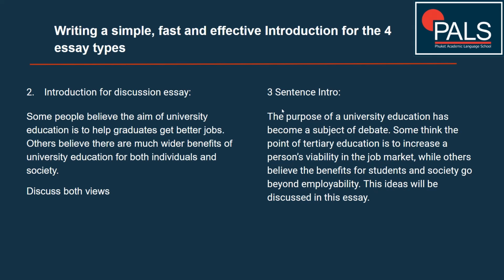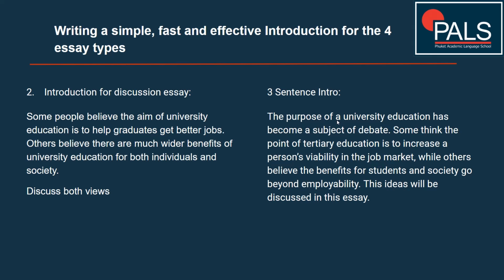Okay, so sentence 1 is very, very general. The purpose of a university education has become a subject of debate, very general. We zoom in on the next sentence and give more specific detail from the question. Some think the point of a tertiary education, that's another way to say university education, is to increase a person's viability in the job market. That means how viable they are in the job market, how useful or employable they will be.